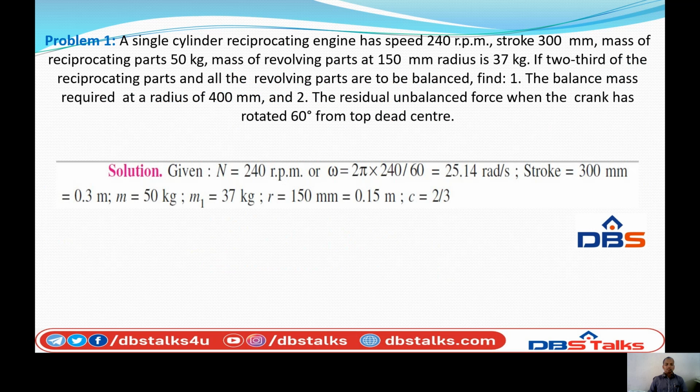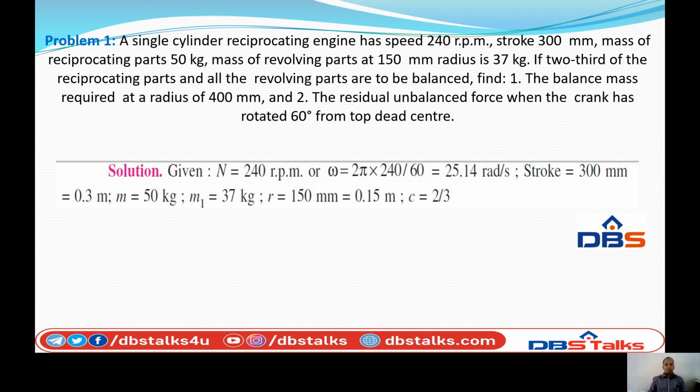Then in today's class, we have to solve some numerical problems. How to solve the problem, that we will discuss here. A single cylinder reciprocating engine has a speed of 240 rpm and a stroke of 300 mm, the mass of the reciprocating parts is 50 kg, and the mass of revolving parts is 37 kg at a radius of 150 mm.